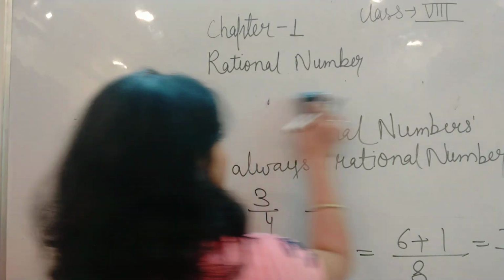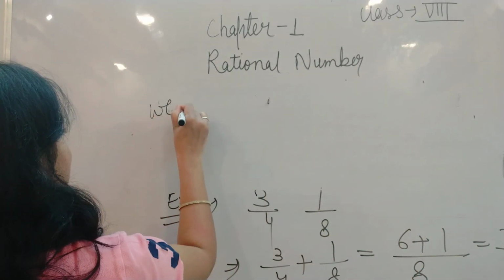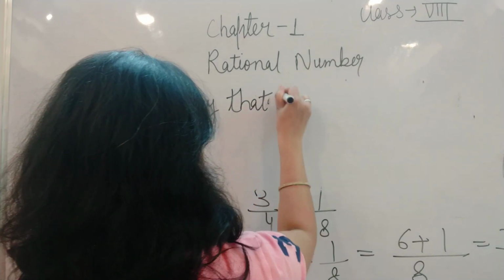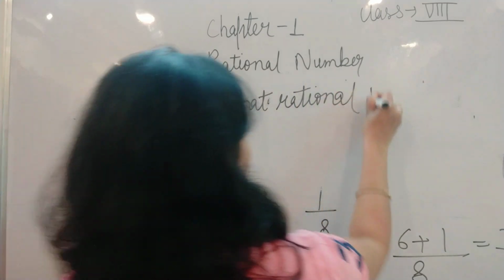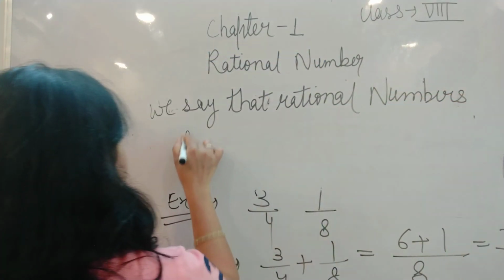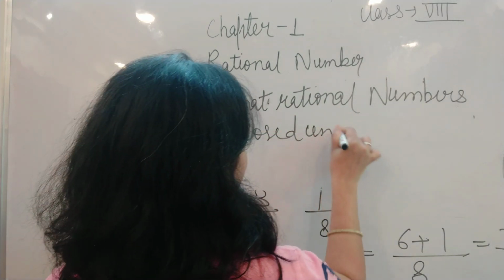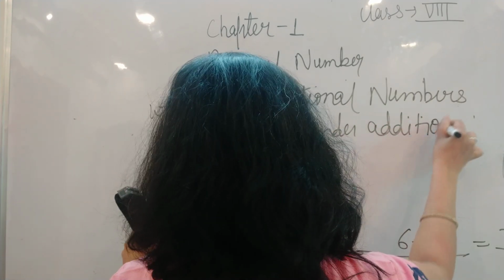What do we say? We say that rational numbers are closed under addition.